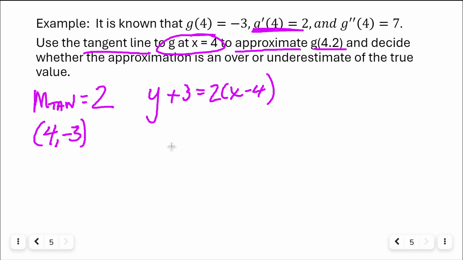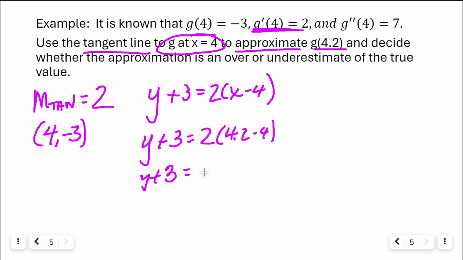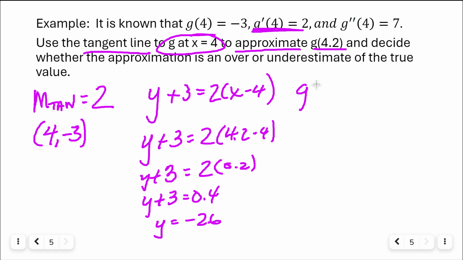And now I want to approximate g of 4.2. So I'm going to put 4.2 in for x. It's 2 times 0.2. So that's y plus 3 equals 0.4. So y is going to be negative 2.6. So that means g of 4.2 is approximately negative 2.6. Make sure you write your conclusion with that approximation statement. Very important. This is not the true value.